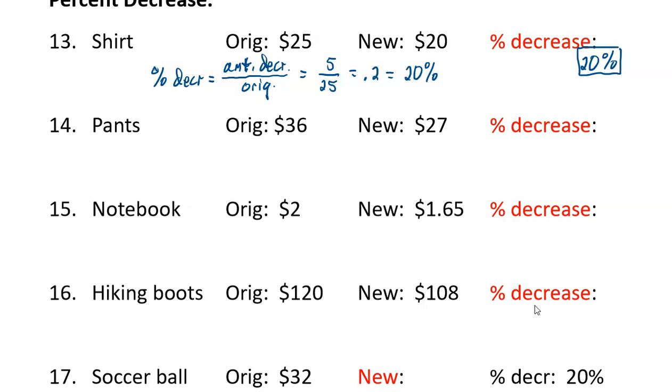Now number 14, some pants originally priced $36 but on sale for $27. What is the percent decrease? It's the amount of decrease divided by the original price. The decrease in price is $9, and the original price is $36. 9 out of 36 is 1/4, which is the decimal 0.25, which is the percent 25%.